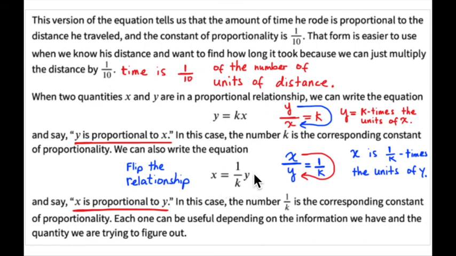You're given a certain amount of distance. What amount of time did that take? So time is proportional to the distance. Distance is proportional to the time. These things take a long time to settle in your mind and get used to doing.